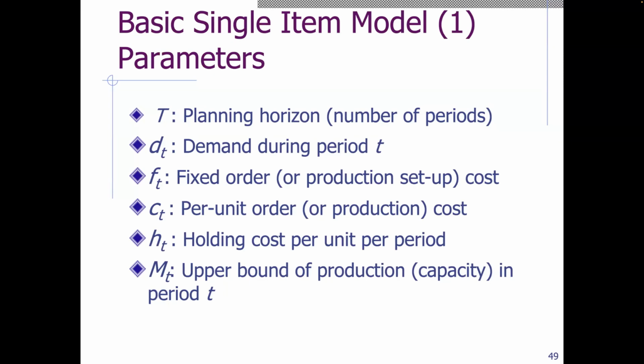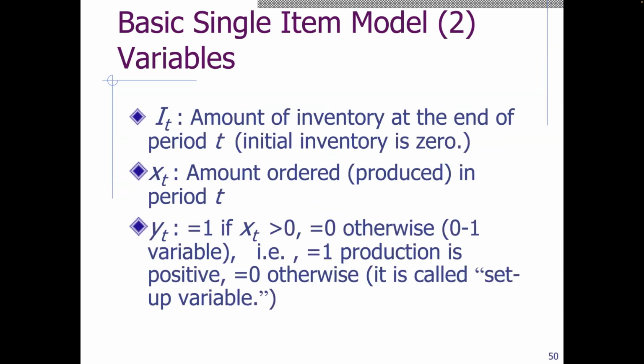C_t is the production variable cost. h_t is the holding cost in period t, M_t is the capacity of production in period t. Notice that these parameters may be time-dependent. Next we define the variables. I_t is the amount of inventory at the end of the period.